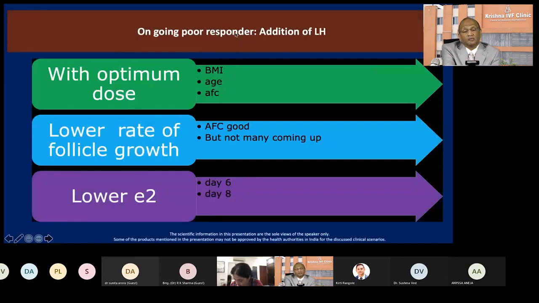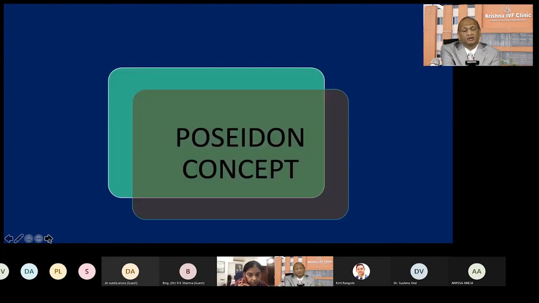So, ongoing poor responder, addition of LH is with optimum dosage of FSH, low rate of follicular growth, but you are able to count the follicles in your scan, and the E2 levels are disproportionately low to the value you are getting in. That is where the ongoing poor responder.